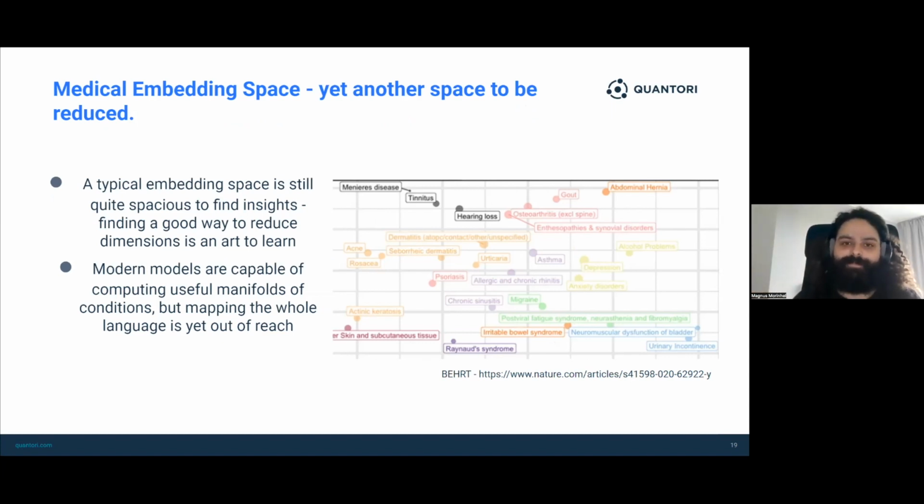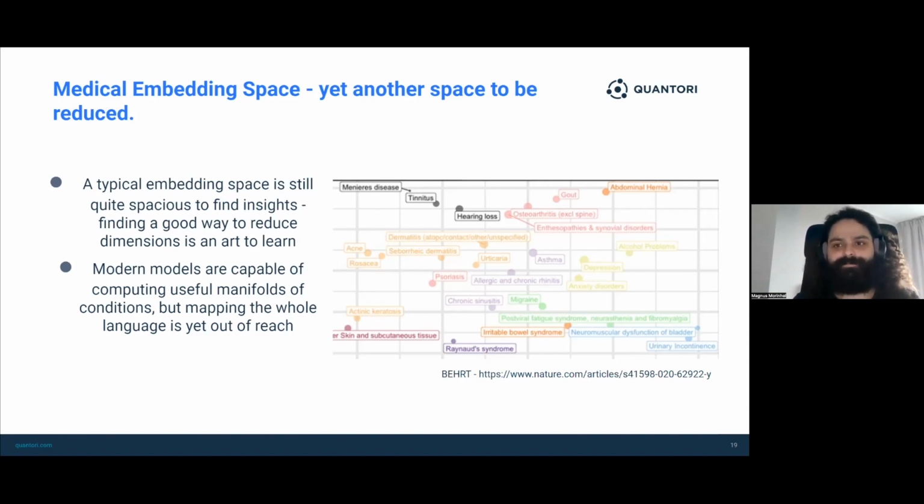But in the medical space, what is very important is at least interpretability, not even explainability. And usually you need to reduce dimensions to see something meaningful. So you just need to find a good way to reduce the dimensions. Otherwise, it's very hard to find something interesting and meaningful that could be deciphered by the medics. Modern models are kind of capable of computing these useful manifolds, but we are not yet there to combine them with anything else. Well, you could, but usually you get a lot of noise.